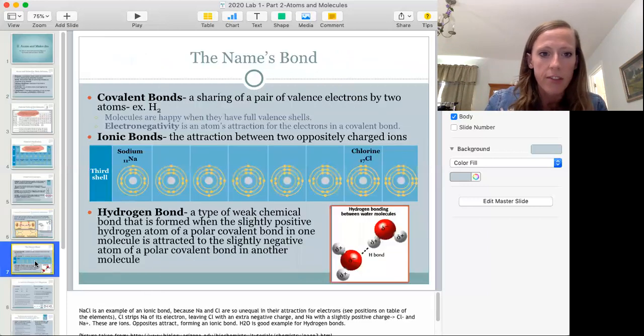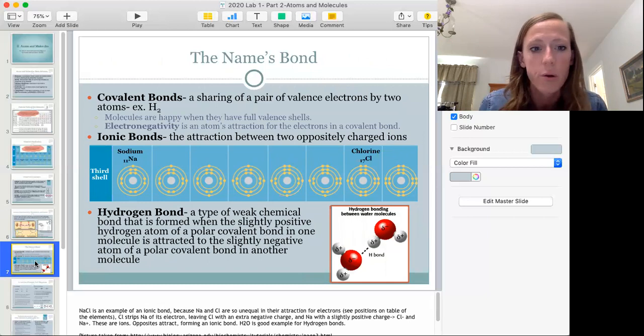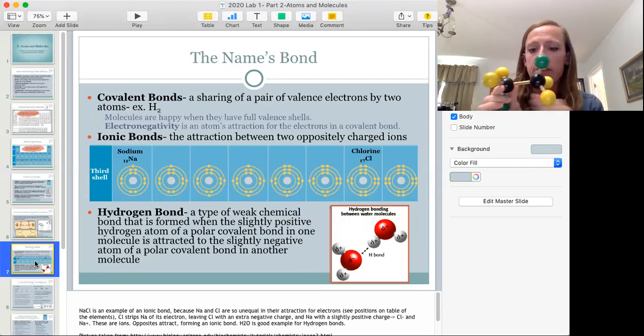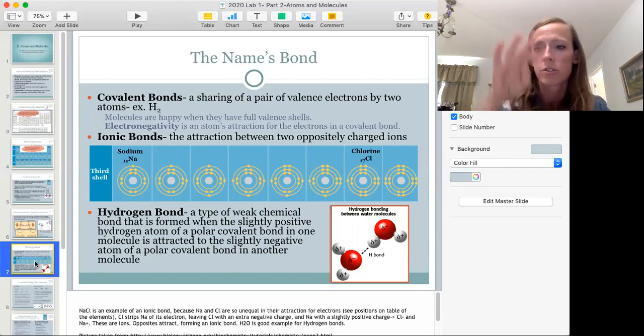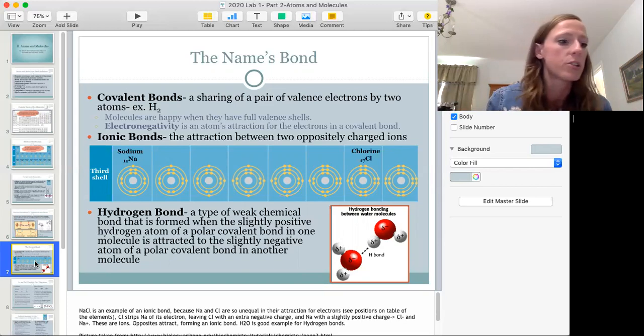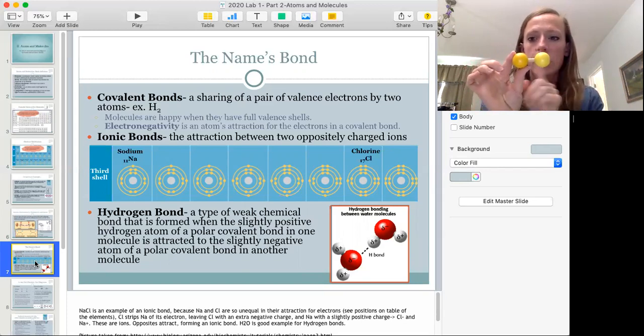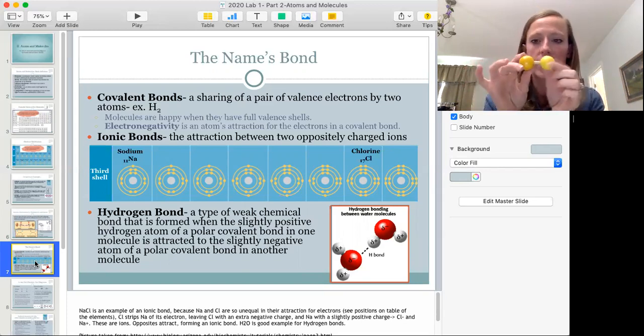Let's move to our next slide then, where we discuss just a couple different types of bonds. So covalent bonds are most of the bonds we've been talking about so far, where these little sticks represent a sharing of a pair of valence electrons. So again, the valence electrons are those in the outermost shell, and they can be shared between 2 different atoms. So I'd shown you hydrogen, molecular hydrogen is H2. The yellow is representing hydrogen. It's just 2 sharing those.